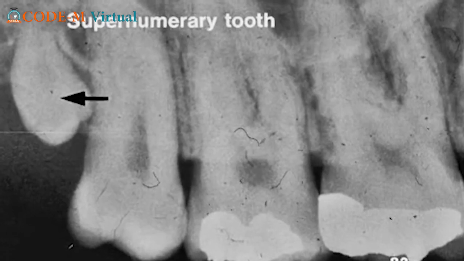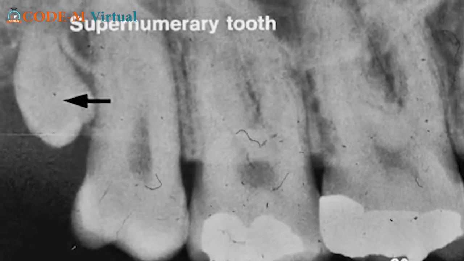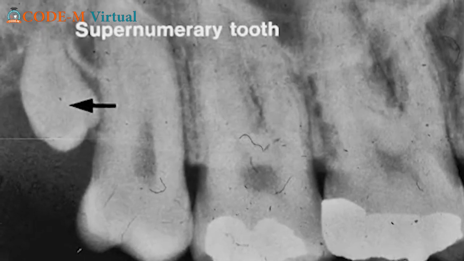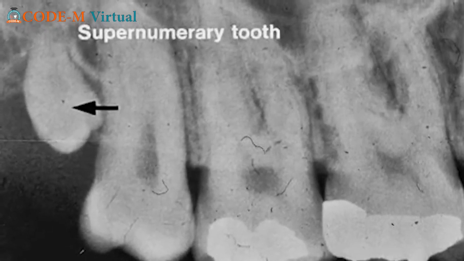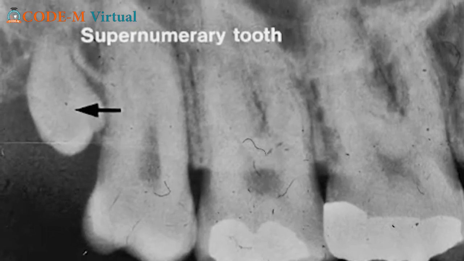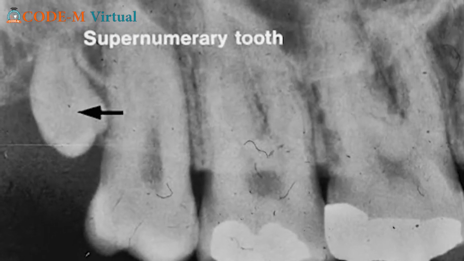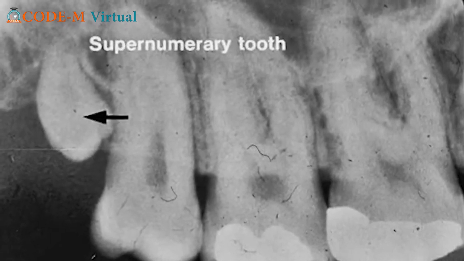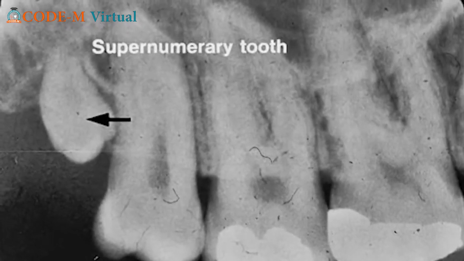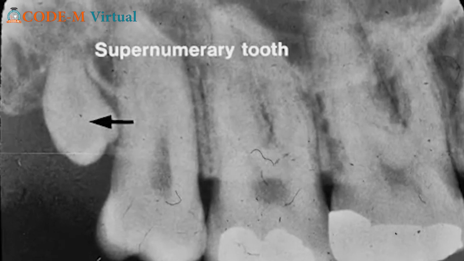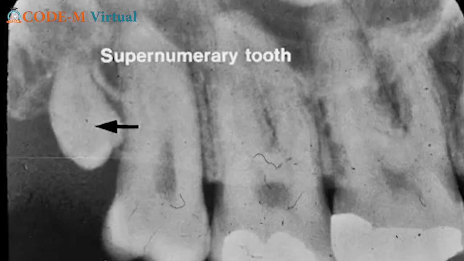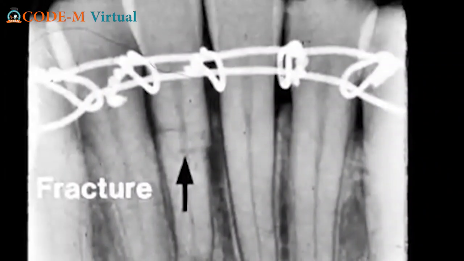This x-ray shows us a supernumerary tooth, but how can we diagnose it as a supernumerary tooth? If we see on the above surface of tooth number 3, we can see the radiolucency showing the zygomatic process. So the zygomatic process radiolucency can tell us that this can be a supernumerary tooth.